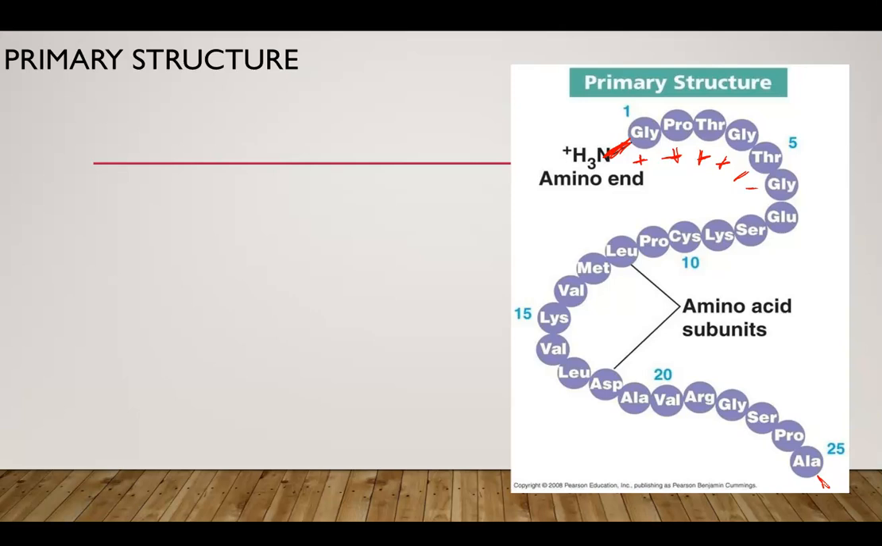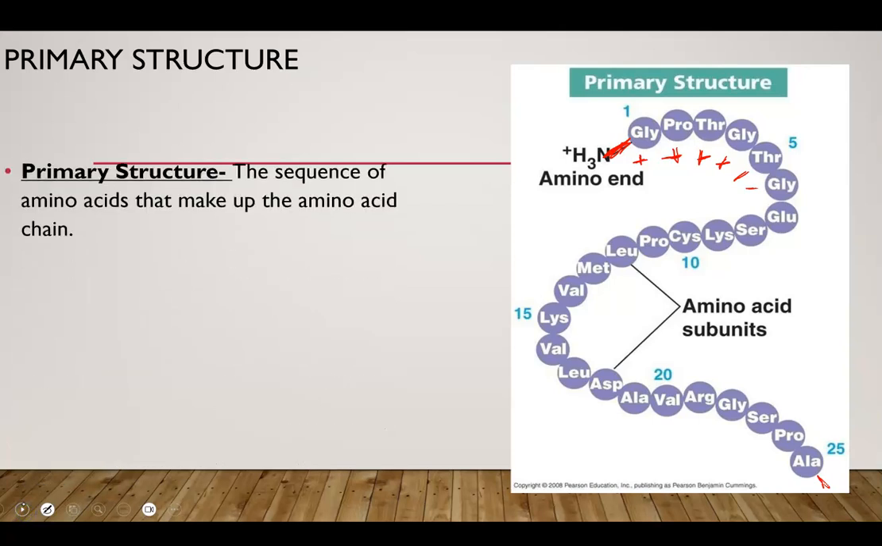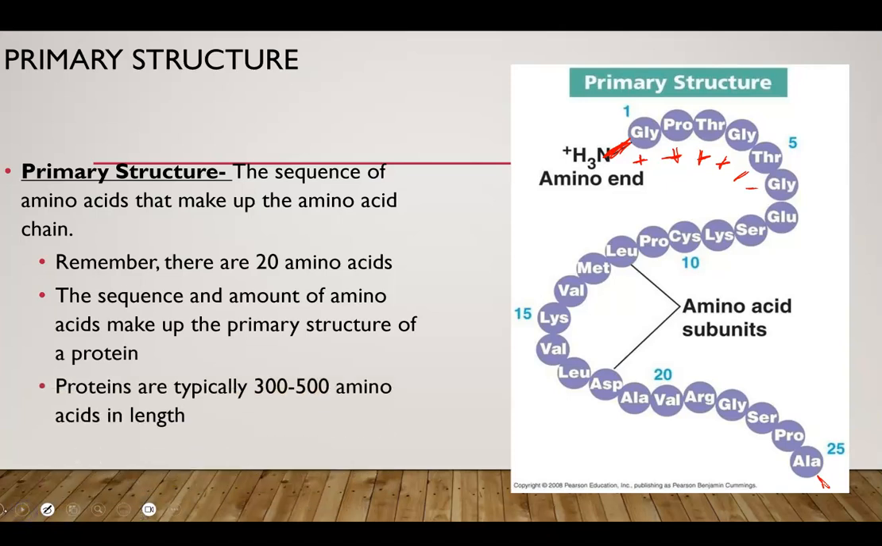Okay, so I typed this out here for you. I'll put this all up here. So primary structure, you guys know primary, we use that word a lot in biology, that just means first. So it's the sequence of the amino acids that make up this chain. It's just what order do they go in. And I won't ask you this, but proteins are typically 300 to 500 amino acids in length. So that's what primary structure means, just the order of the amino acids.